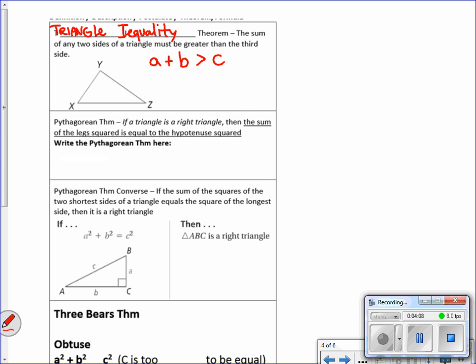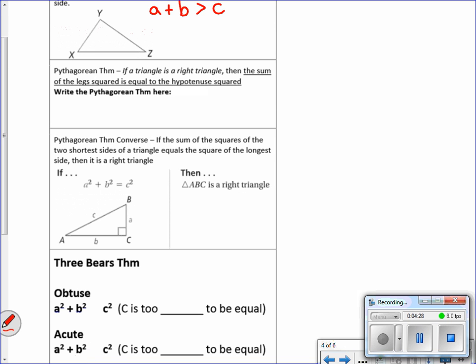So the triangle inequality theorem basically says that if I grab any 2 sides of a triangle, when I add those 2 sides together, they have to be longer than the 3rd side. Okay, so just in a general way, I'm saying A and B added together have to be greater than C. Just a real quick reminder, the Pythagorean theorem: if a triangle is a right triangle, then the sum of the legs squared is equal to the hypotenuse squared. Okay, go ahead and write in the Pythagorean theorem in this spot right there.